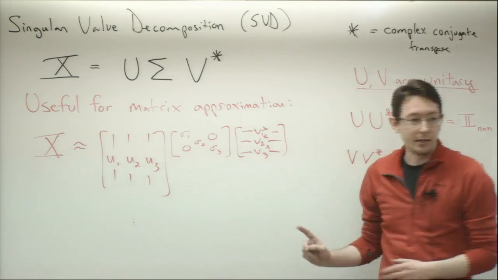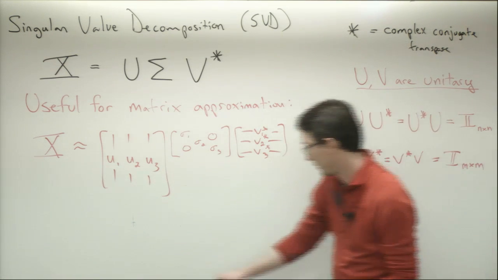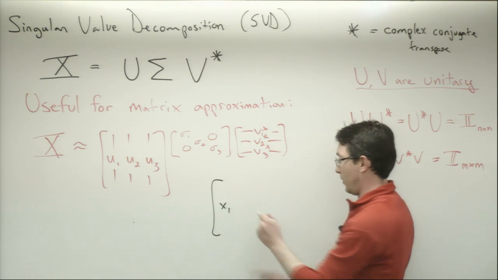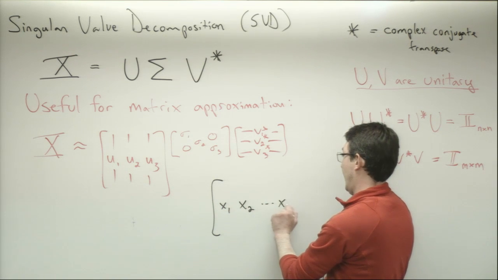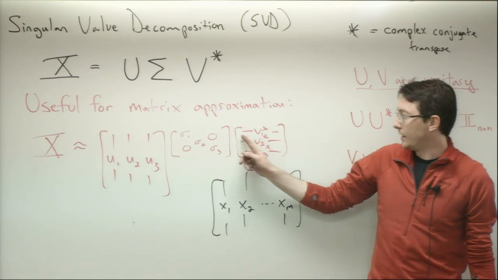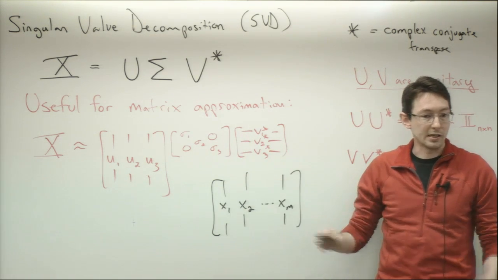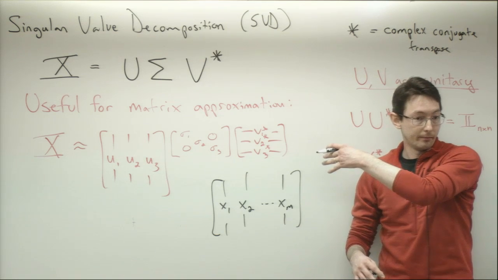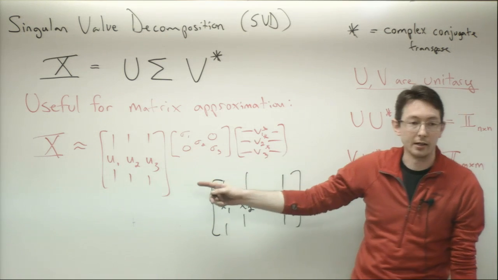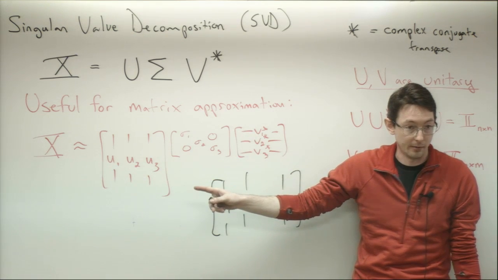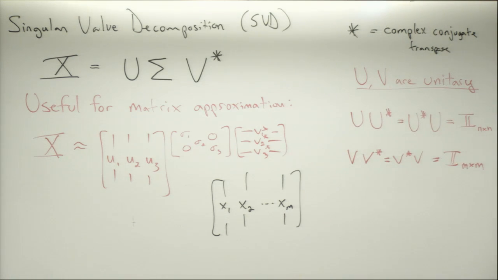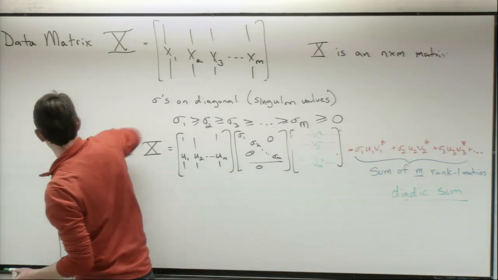If my data was collected in time, so X1 was at day 1, X2 was day 2, XM was day M, then these rows of V correspond to time histories. These are the dominant time patterns. For example, if I take the stock market data and I run it through the singular value decomposition, there's 2 dominant modes that I see over the last 10 years. Any guesses what the dominant modes are for the stock market in the last 10 years?